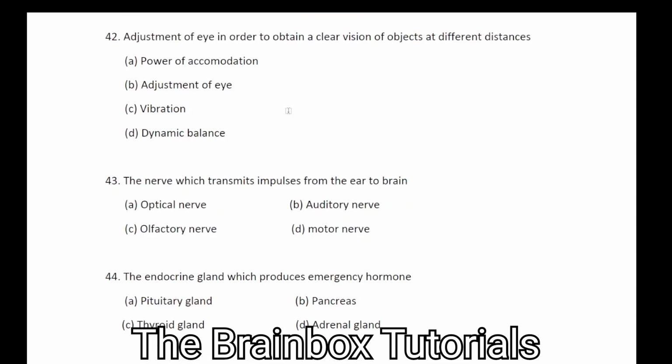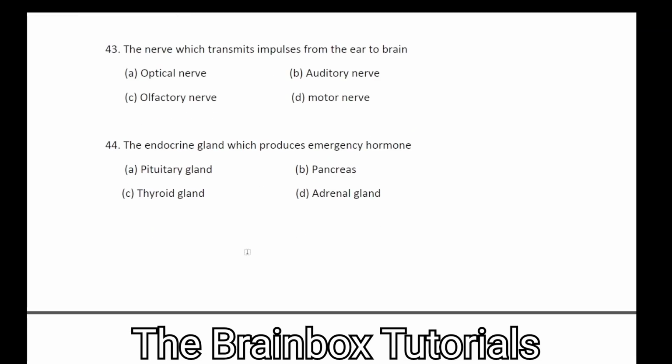Number 42. Adjustment of eye in order to obtain a clear vision of objects at different distances. Option A. power of accommodation, option B. adjustment of eye, option C. vibration, option D. dynamic balance. And the correct option is option A. power of accommodation.